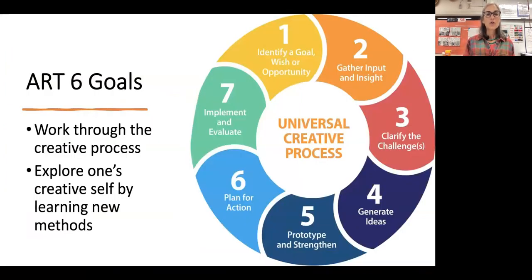So some of the Art 6 goals is working through the creative process and exploring one's creative self by learning new methods. So we'll be taking time to explore the variety of art techniques and tools, and then the idea of working through the creative process. So it's a stage, so it's not like, here, do this project. It's really step by step. So we work on getting ideas, building skills, generating more ideas, getting feedback, creating a rough draft, and then implementing that plan, and then doing some reflection and self-evaluation, and then finally submitting it.